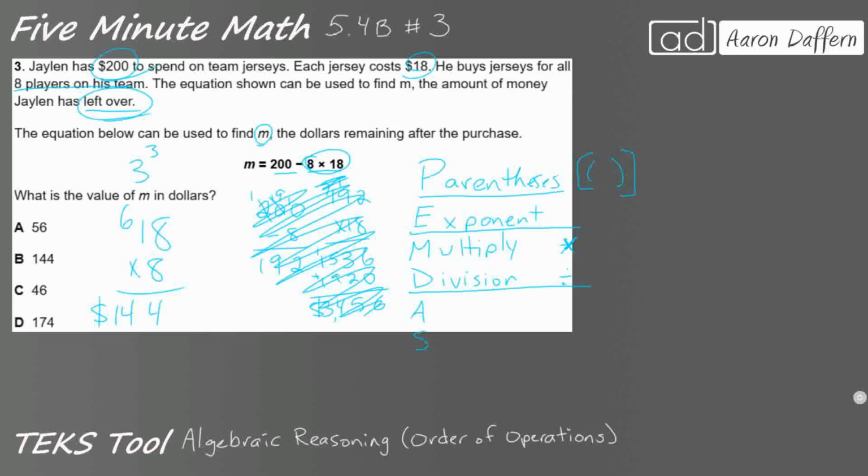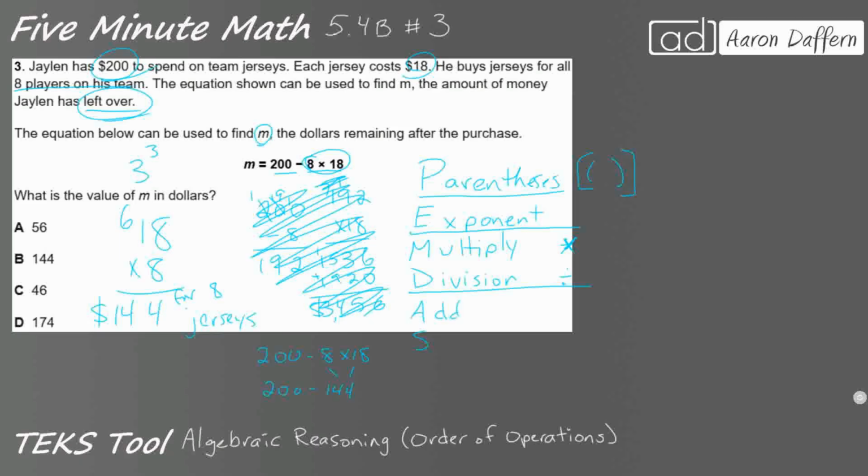He spent $144, and I'll just say for 8 jerseys so we can kind of make sure we understand what we're talking about. He had 200. He spent $144 for 8 jerseys. So if I were to write it like this, I would simplify like this. I would say that's going to be 144. You multiply. Now I subtract.